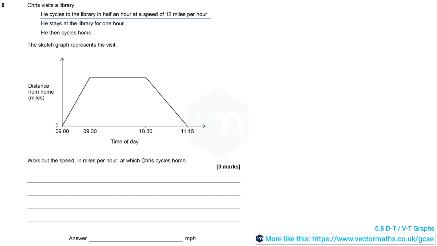Well, if he cycles to the library in half an hour at a speed of 12 miles per hour, he must have travelled 6 miles to get to the library.